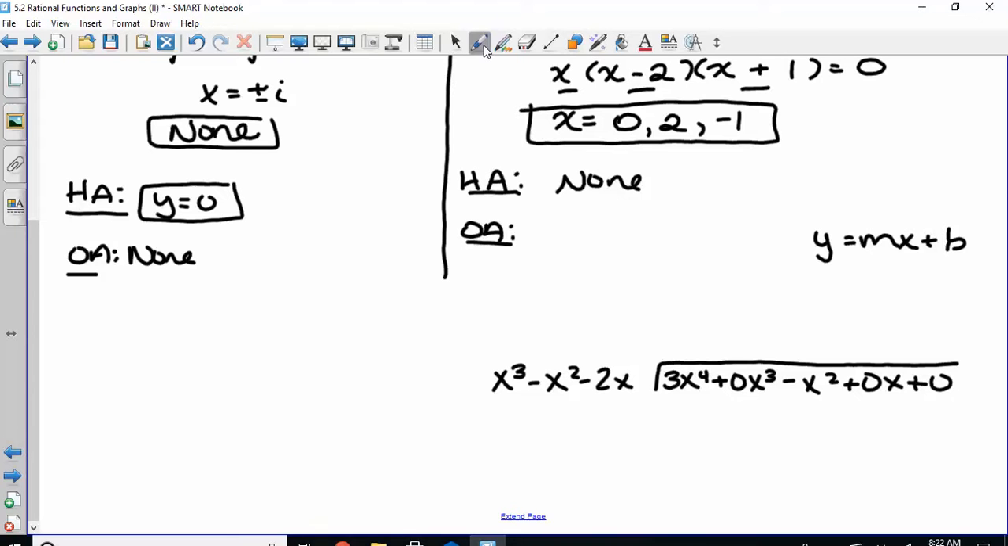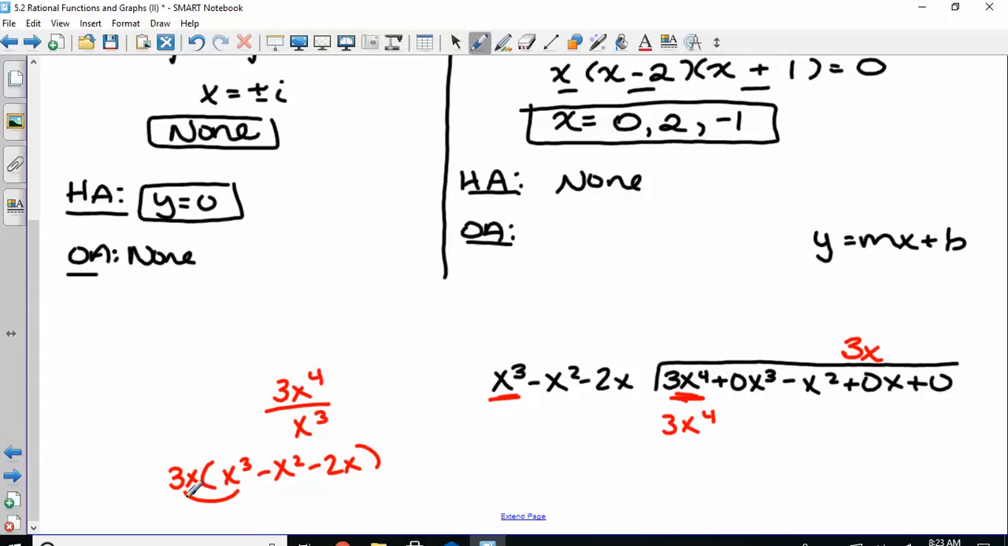So if you remember, when we did long division, you start out with your first terms, and you divide them. So like 3x to the 4th divided by x cubed. What does that give you? That's 3x. Okay. Then you multiply. You do 3x times this. So that gives me a 3x to the 4th minus 3x cubed minus 6x squared. What do we do now?